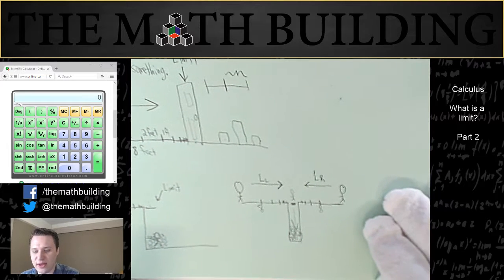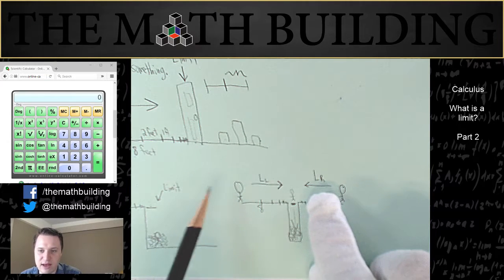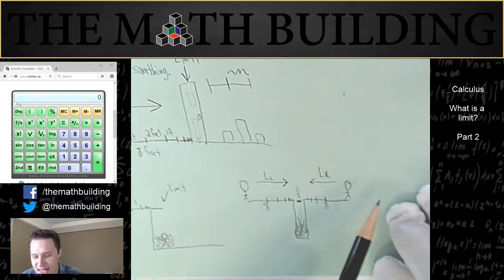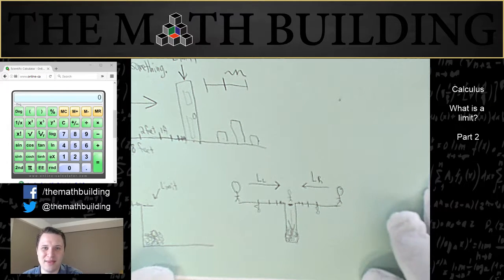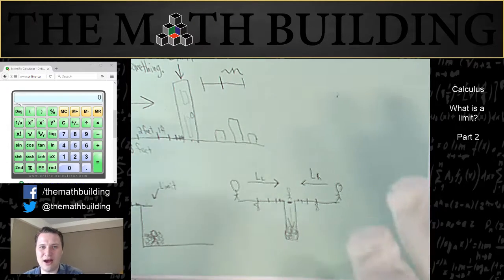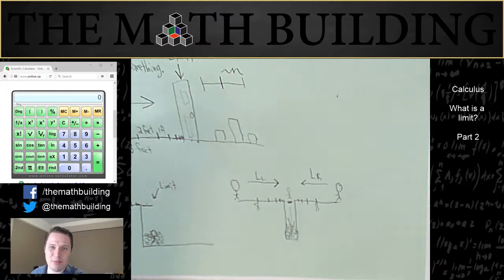And we also know that there are 2 kinds of limits. You can have a limit that approaches from the left and a limit that approaches from the right. So now that you kind of have the idea of what a limit is, let's actually apply it to something. Let's actually apply it to a function.